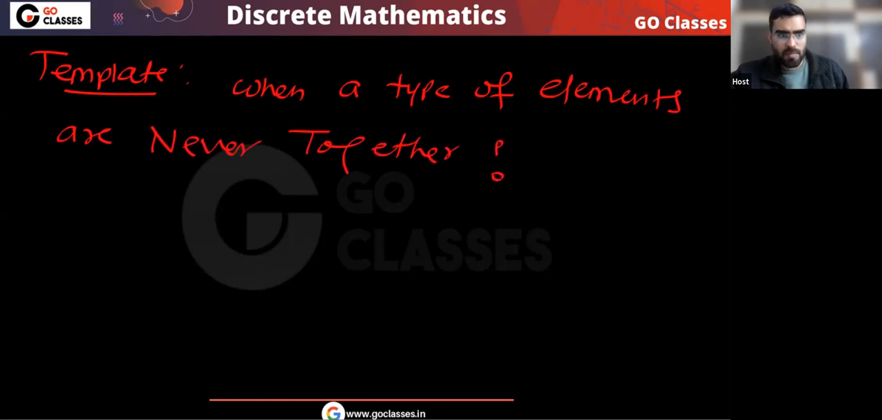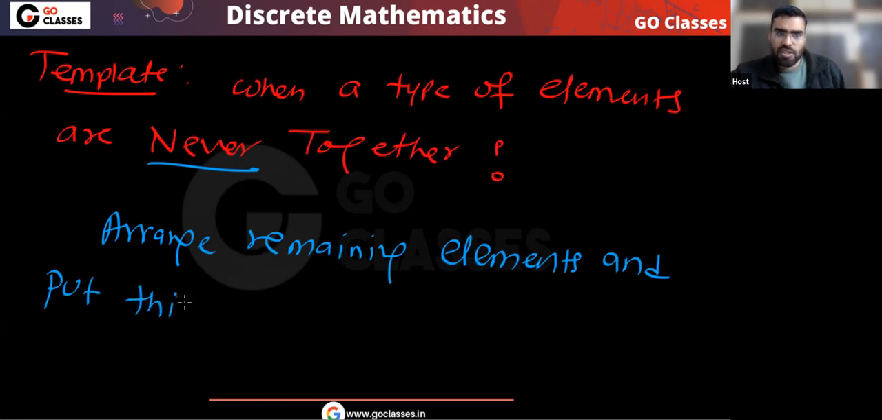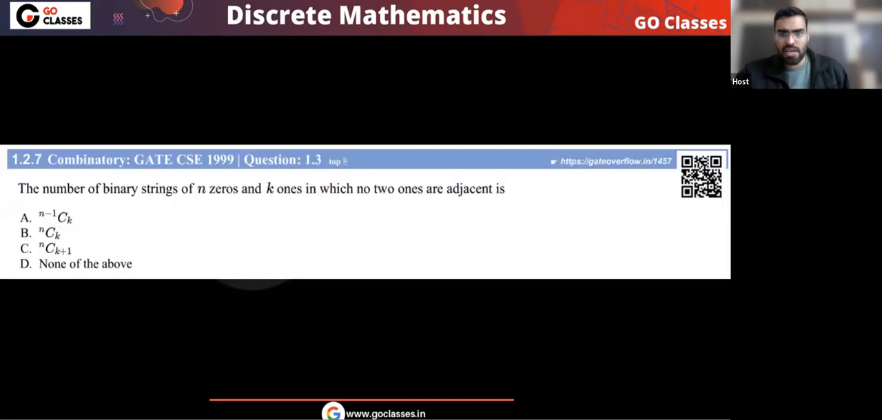In this template, what do you do? When a type of elements are never together, then what do you do? Arrange the remaining elements and put this type of people in the spaces, in the gaps. Okay, so this is a template. This is template number 1. So can anyone try this? What is the answer here?